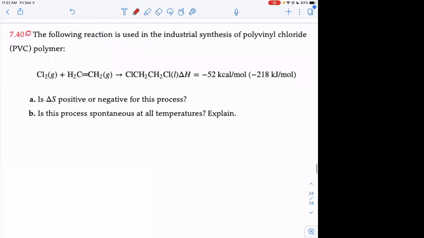Here was an example problem from this stuff. The following reaction is used in industrial synthesis of PVC. It's like plastic pipe. That's what that polymer can be used for. It can be used for lots of stuff, but is delta S positive or negative for this process? And is the process spontaneous at all temperatures? So let's just focus on A. Is delta S positive or negative?